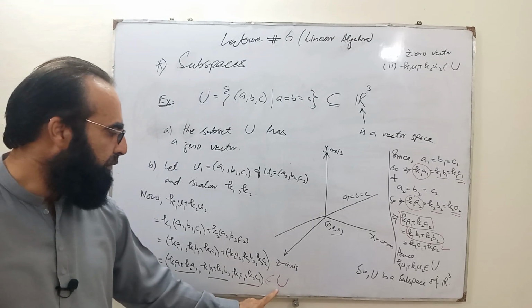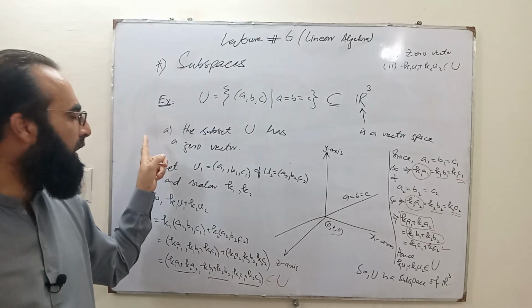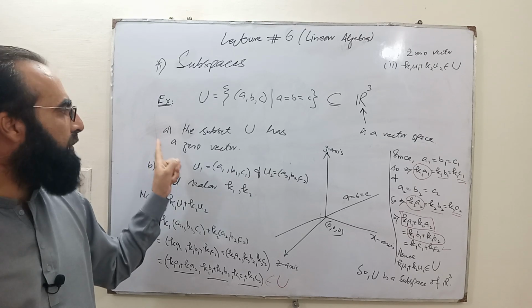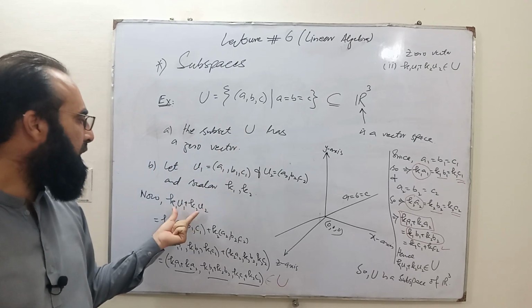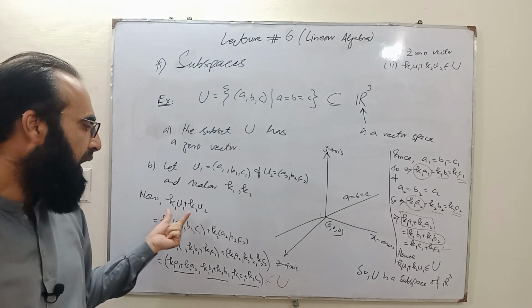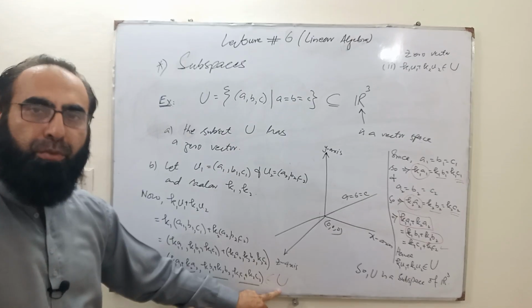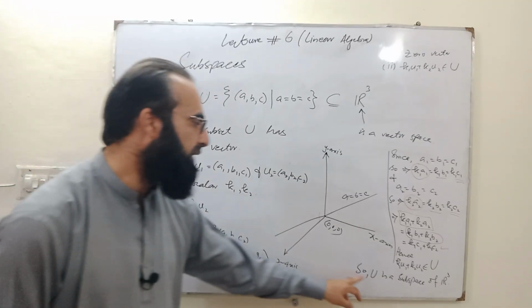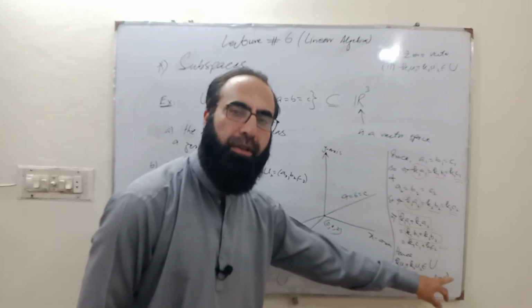Since U satisfies both the conditions of the theorem, that is, the zero vector belongs to U, and this scalar multiplication and addition of vectors also belongs to subset U, U is a subspace of R cube.